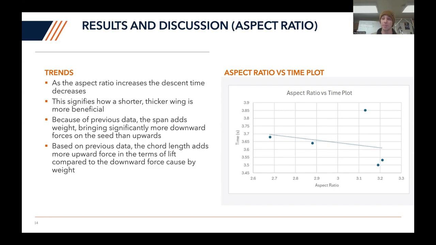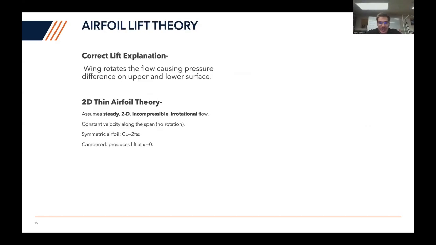Moving on to Ben. So moving on to the airfoil lift theory, we went over in class a lot of different explanations for how wings generate lift. We arrived at the correct one being that wings generate lift by causing a pressure difference on the upper and lower surface, with a higher pressure on the lower surface generating the lift. So we move to the 2D thin airfoil theory, which assumes steady, 2D, incompressible and irrotational flow to add some simplifications to how we can model how a wing generates lift.